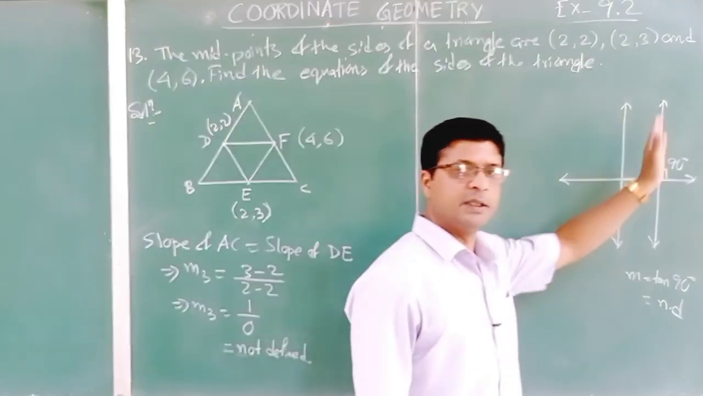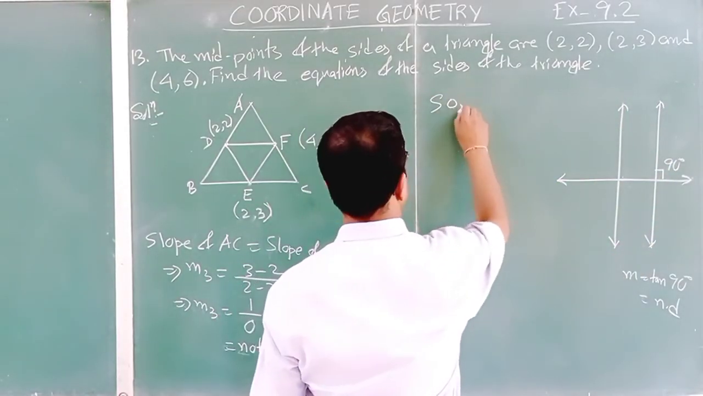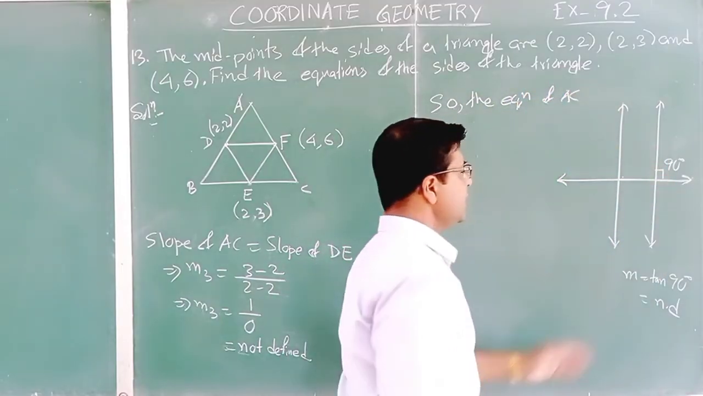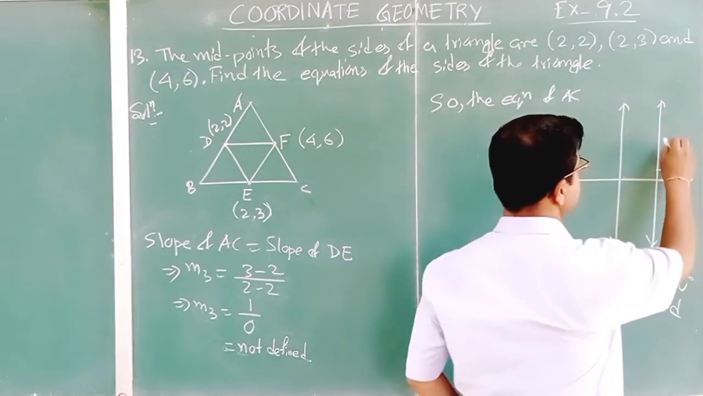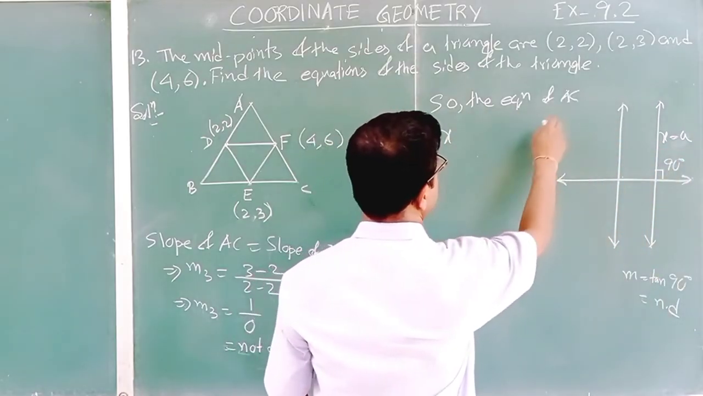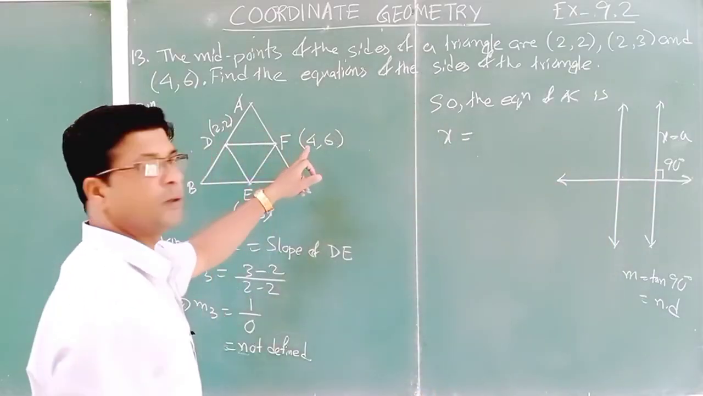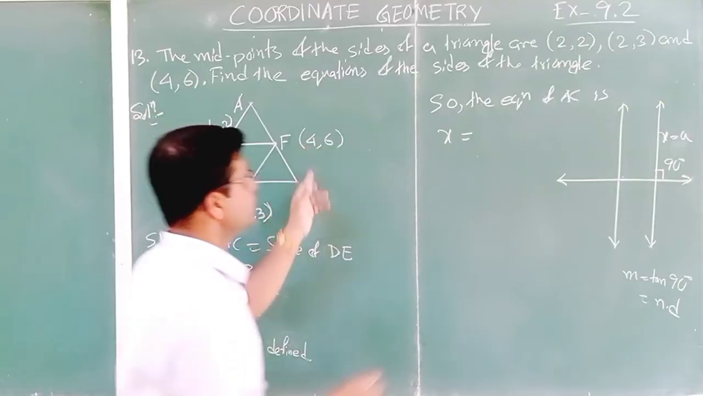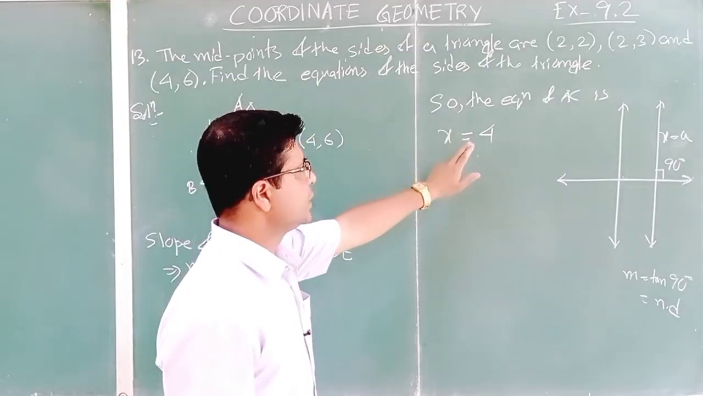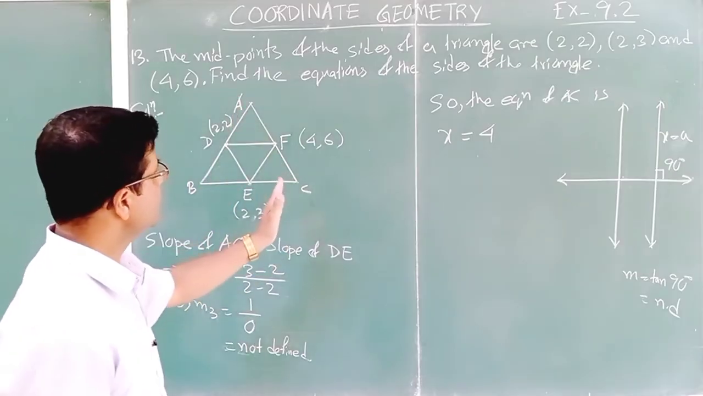We get this case when the line is parallel to the y-axis, right? So the equation of AC is, now if a line is parallel to the y-axis, what is the equation of it? x is equal to something, suppose a, x equals a. So the equation of AC is x equal to a, the value of the x coordinate. What is the value of the x coordinate on this line? It is 4. Have you understood? In this way we can find the equation of AC. So here we have found the equation of AB and the equation of BC, and then we have found the equation of AC.